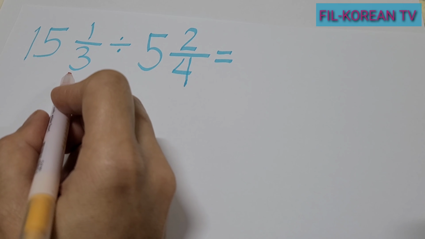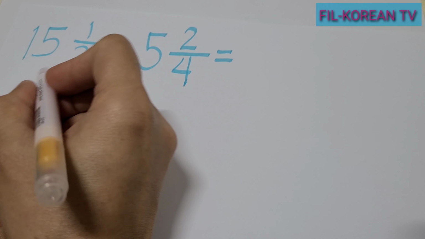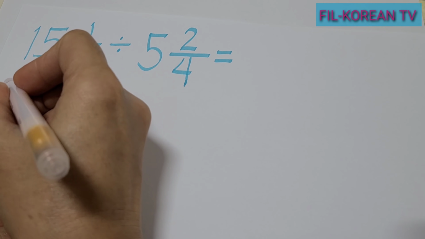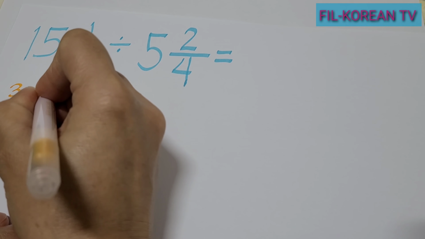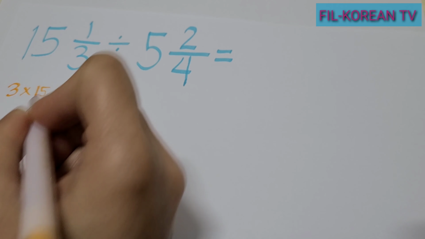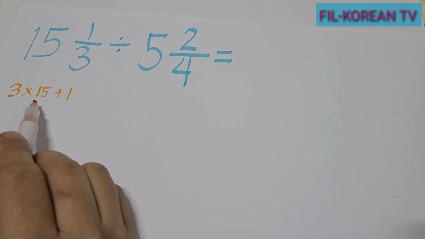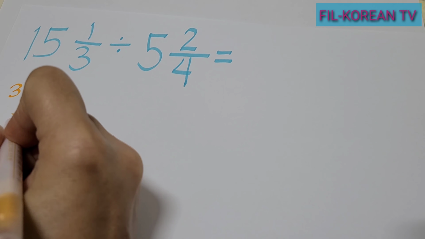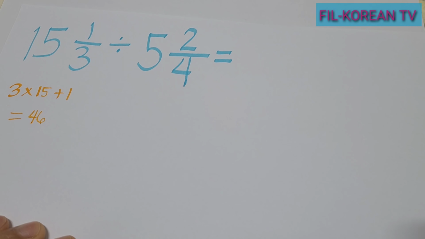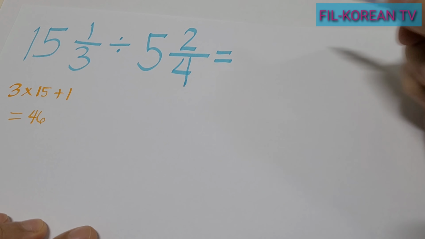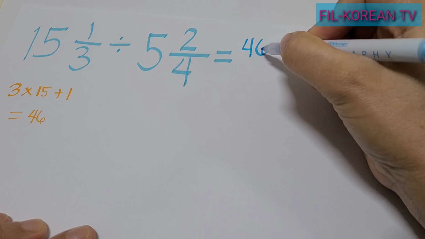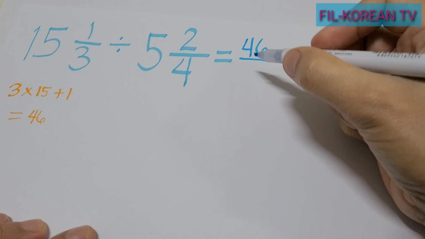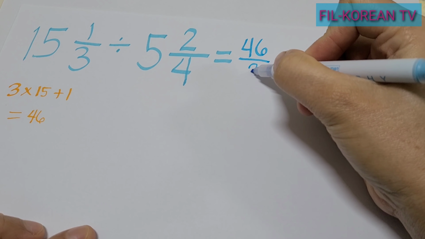Okay, gawin na natin itong improper fraction. So, i-multiply natin yung denominator na 3 sa whole number na 15 at i-add yung numerator na 1. 3 times 15 equals 45 plus 1 equals 46. Okay, kaya ang numerator niya ay 46. And then, copy the denominator, 3.